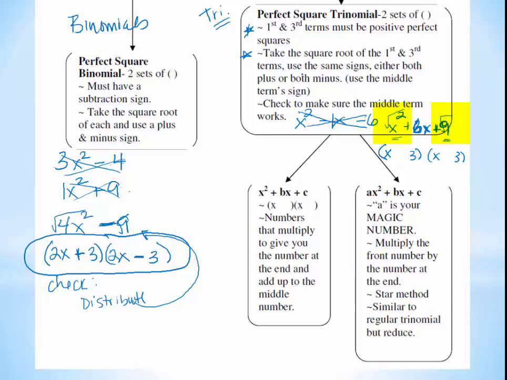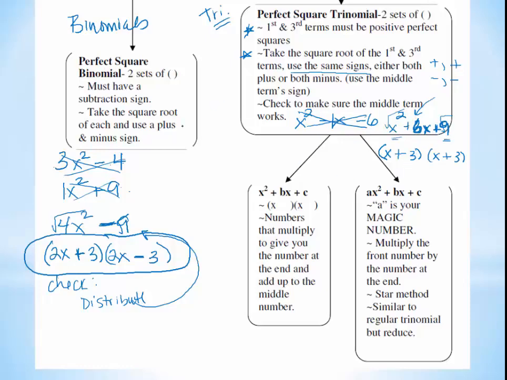Now in this case, I need to use the same signs. I'm either going to use 2 pluses or 2 minuses. To figure that out, just look at the sign of the middle term right here. And then the same thing as the last one: double check it to make sure it's right. Distribute that out and see if you get x squared plus 6x plus 9.